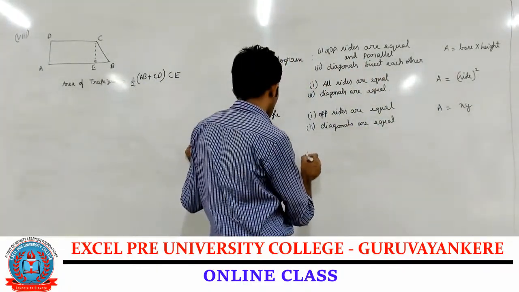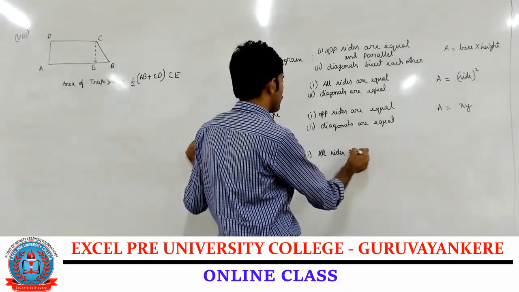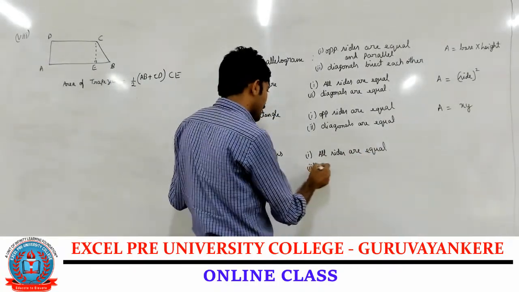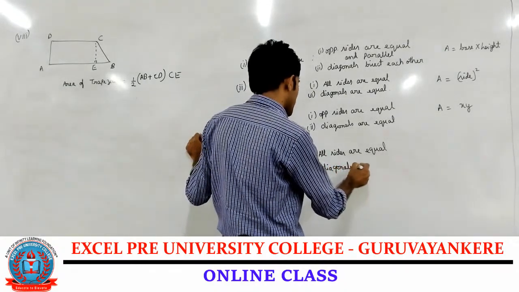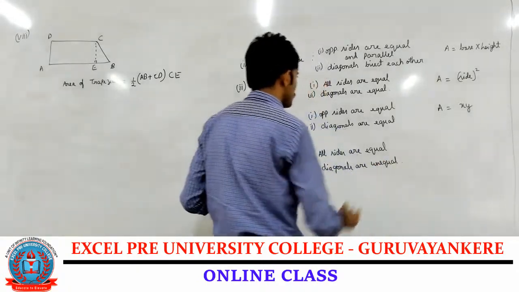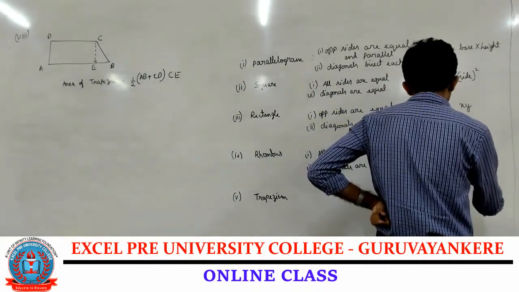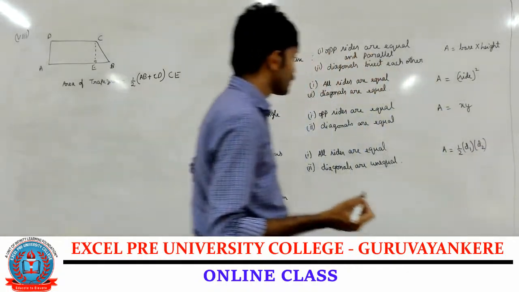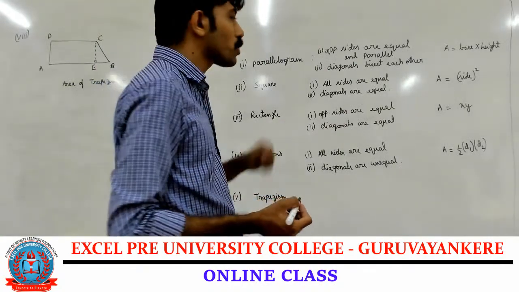In a rhombus, all the sides are equal. The diagonals are unequal. The area of the rhombus is half into the product of the diagonals, half into d1 into d2.